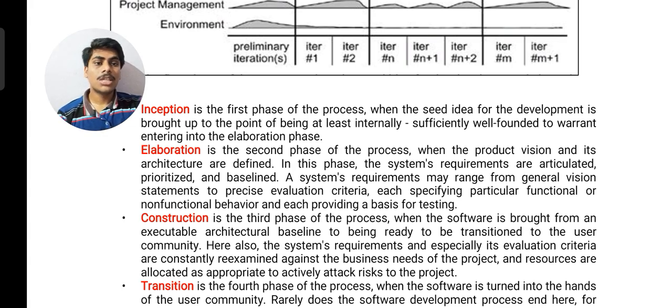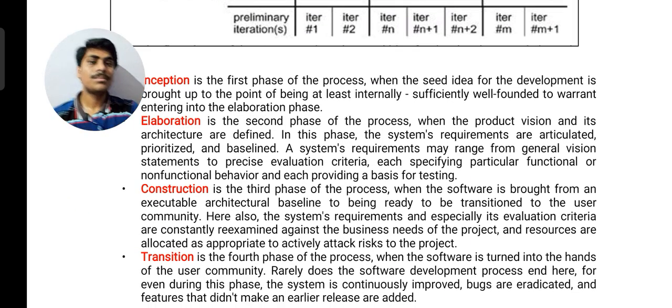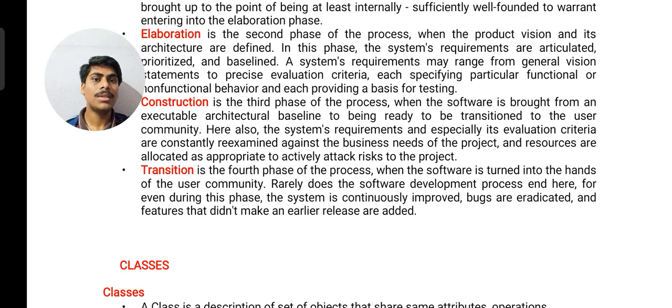Transition is the fourth phase of the process, when the software is turned over into the hands of the user community. Transition means we perform the deployment to the user community, and releases are added also.